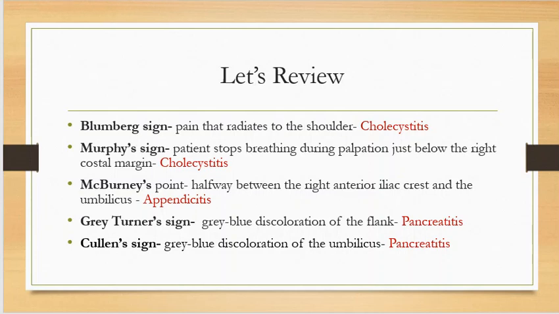Your Grey Turner's and your Cullen's sign is bleeding. So if you think of bleeding, think of the pancreas, right? So pancreas or liver, but right now we're talking about the pancreas. So the Collins sign and the Grey Turner sign are gray, bluish discoloration. The Grey Turner's is of the flank, and the Collins sign is around the umbilicus. And I usually remember that because Collins starts with a C and it's circular. It goes around the umbilicus. That's usually how I remember that one.